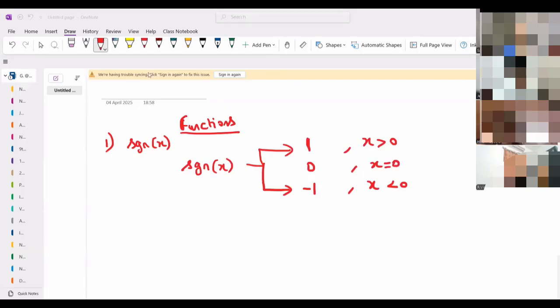Any guess on how this graph is going to be? Yes, sir. You can even annotate on the screen now. A straight line starting.